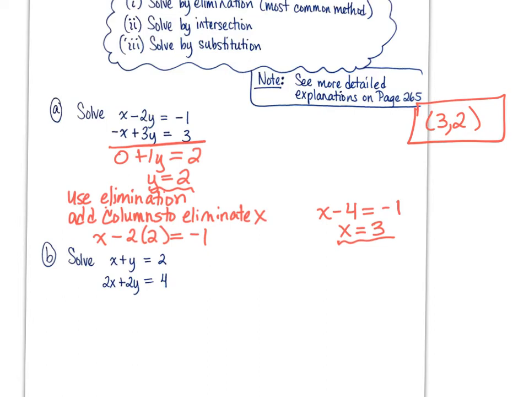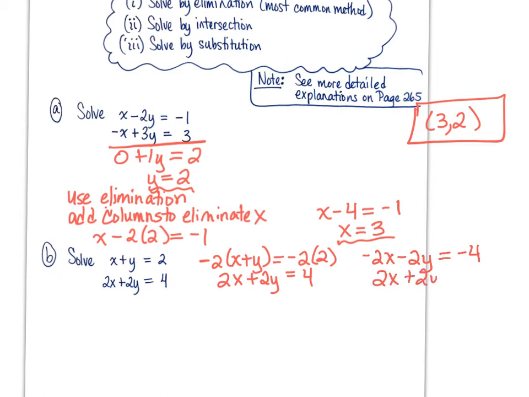So I'm going to rewrite the entire system. So we're going to have -2 times x plus y equals -2 times 2. And then we're still going to have the equation on the bottom is the same. And then we're going to distribute this -2 and simplify this. So we're going to have -2x minus 2y equals -4. And then we're going to have 2x plus 2y equals 4. Okay? Now when we simplify, what do we get?